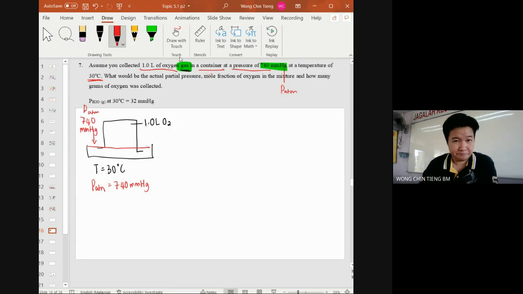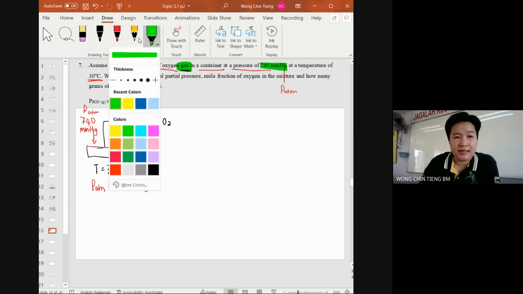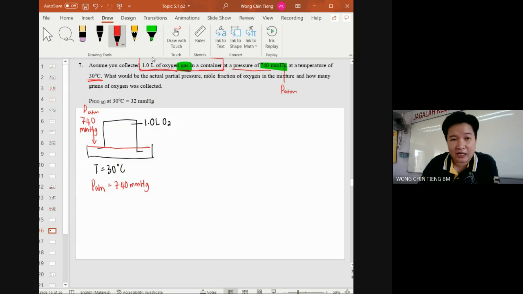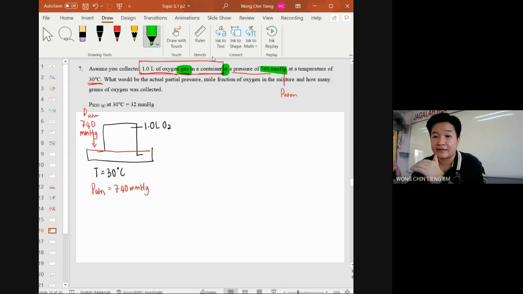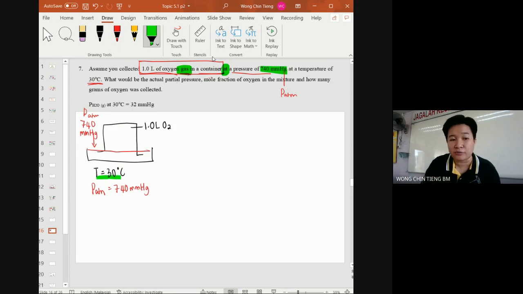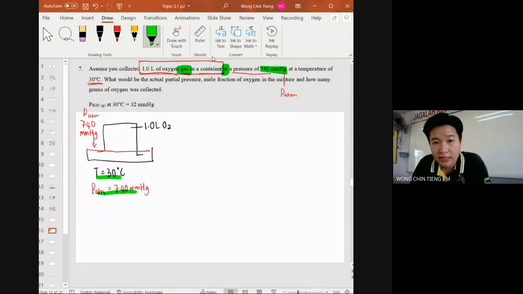Okay. Fatin, kenapa yang ni adalah atmospheric pressure? Cara nak tackle soalan, baca soalan betul-betul. Assume that you collect the gas. We are collecting this gas in a container at the condition. Saya kumpul gas ini pada keadaan ini. The gas is collected at this pressure and temperature. So the pressure and temperature given is my surrounding, is my atmospheric. So the 740 millimeter mercury is actually your atmospheric pressure.